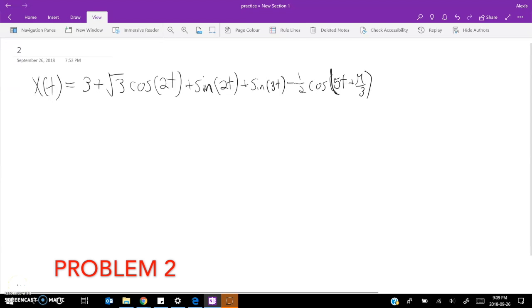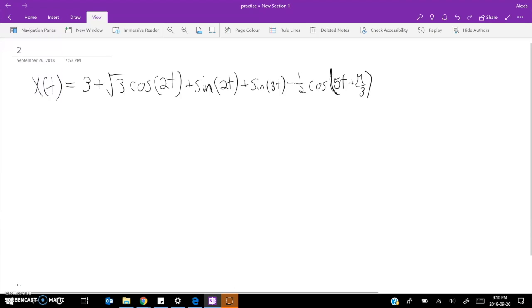In part 2 of this video problem, we are given this signal x of t, which is given in its trigonometric Fourier series form. So this signal is equal to 3 plus square root of 3 multiplied by cosine 2t plus sine 2t plus sine 3t minus a half cos of 5t plus pi over 3. The first part is going to consist of rearranging this equation using trigonometric formulas to obtain a signal in which it is easier to graph its spectra.